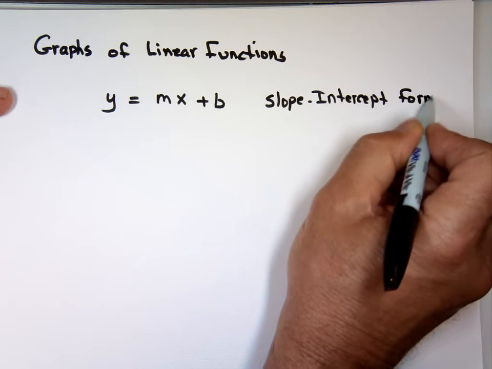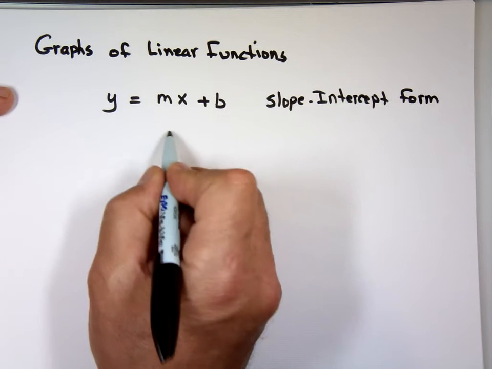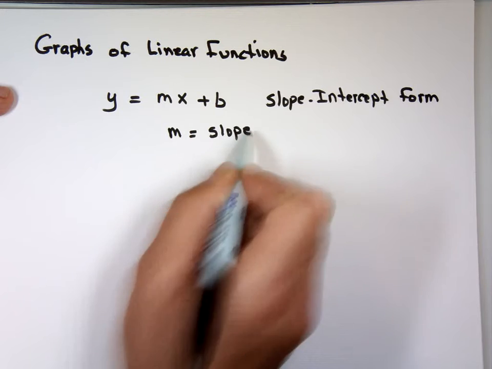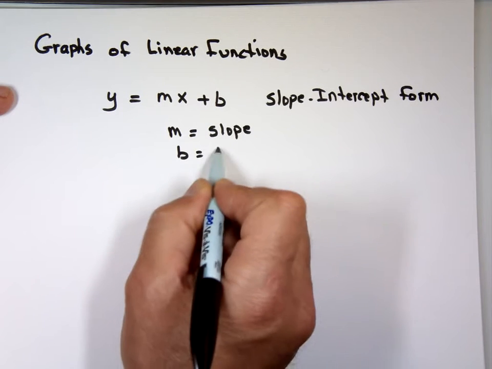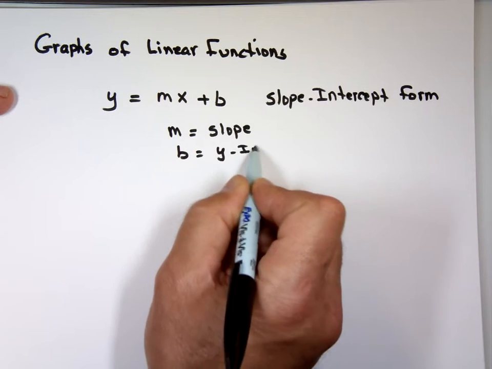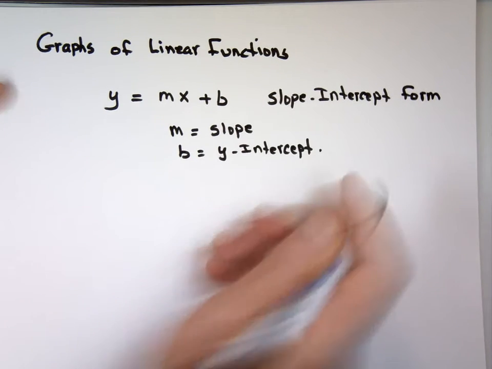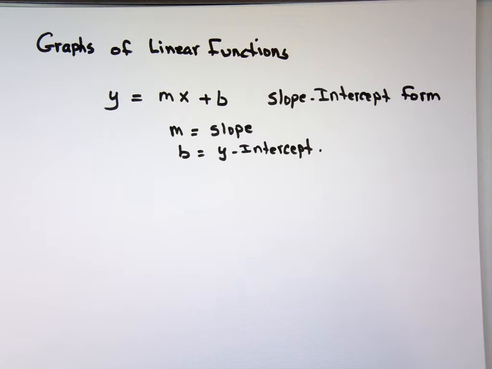Why do they call it slope-intercept? Because m is your slope and b is what? Your y-intercept. That's why.